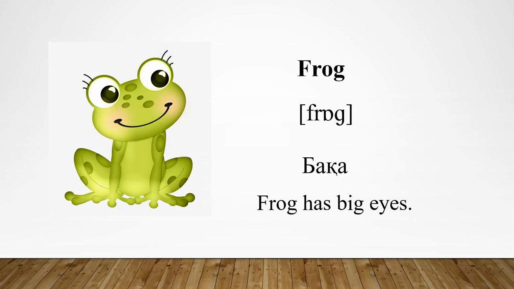Look at the picture, please. What is it? It is a frog. Repeat after me 3 times. Frog, frog, frog. For example, frog has big eyes. Frog бақа дегенді білдіреді.